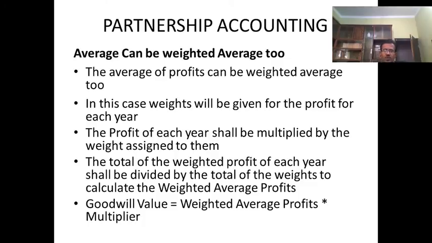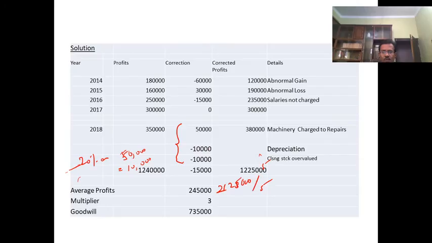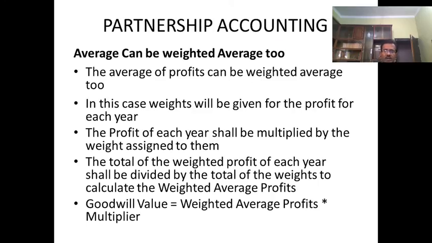Okay, so here we did a normal average. So we took the entire profits divided by the number of years and we got the figure, then we multiplied by the multiplier and we got the goodwill figure. But you can have weighted average. So for example, first year your sales is 50,000, second year your sales is 1 lakh, third year your sales is 1,50,000. So every year it is increased by the same amount. Okay, so you can easily give weights as 1, 2, 3.